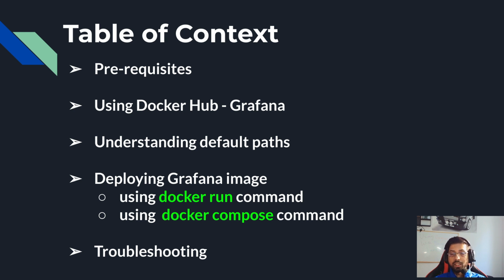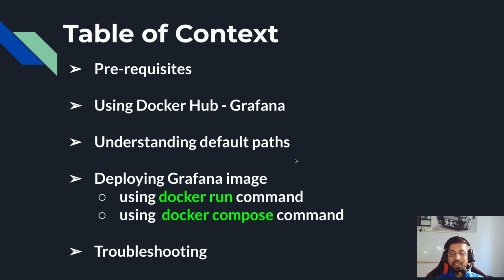So today we will see the prerequisites before we deploy the Grafana image in Docker. Then we will learn how to use Docker Hub and search for the Grafana images. Also, we will understand some of the default paths. And finally, we will start using Grafana by deploying it using both the docker run command and the docker compose command. And last but not least, there is always a section on troubleshooting. If things do not go your way, you always know where to find it or check it.